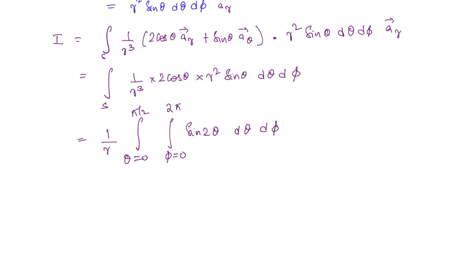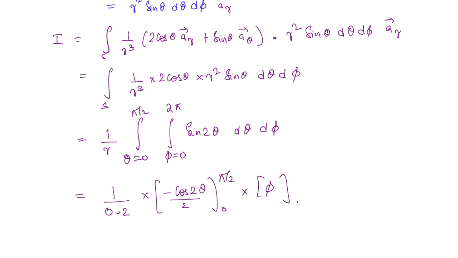So the final expression you are going to get is 1 by r, that is 1 by 0.2, into minus cos 2 theta by 2 from 0 to pi by 2, into phi from 0 to 2 pi. Okay, so if you substitute this, you are going to get the final answer, 31.4 amperes.